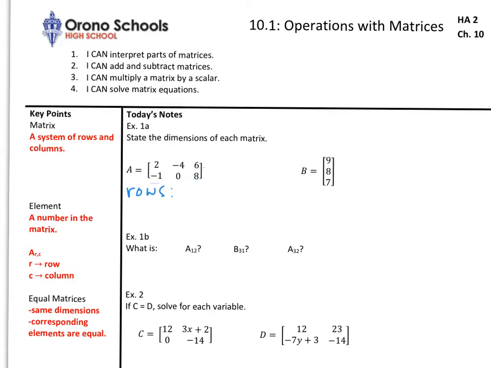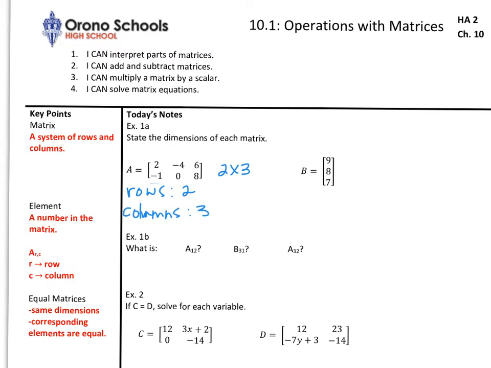So we literally will just write 2. Columns will be the vertical connection. There we go. There's 1, 2, 3 columns. And when we identify matrices, we always go in that order, number of rows and number of columns. That means matrix A is a 2 by 3 matrix, 2 rows, 3 columns.